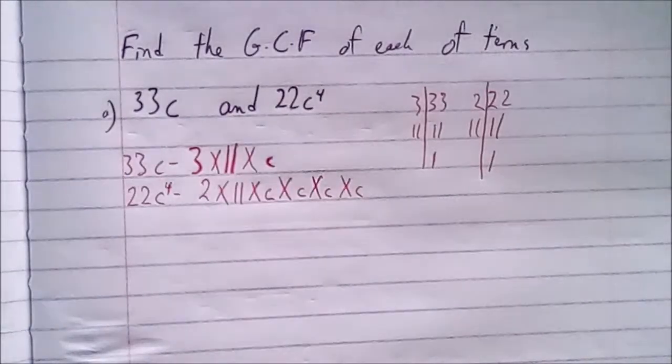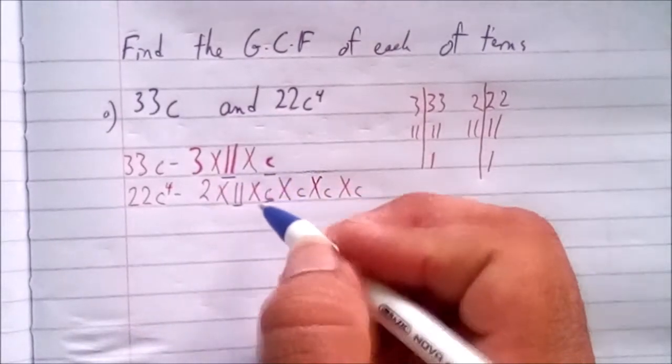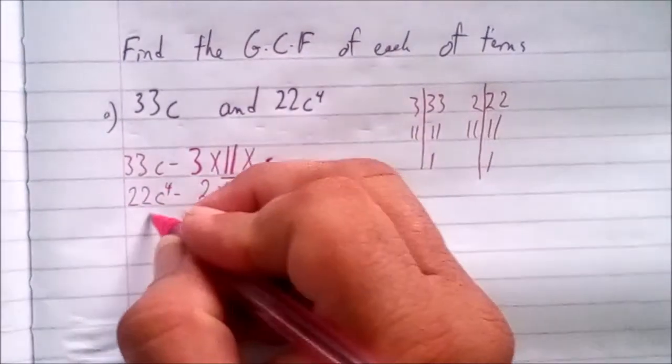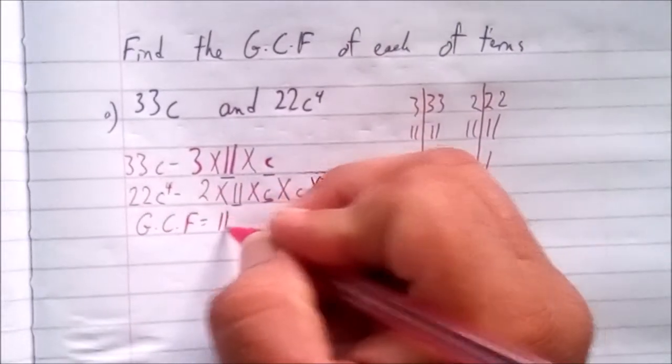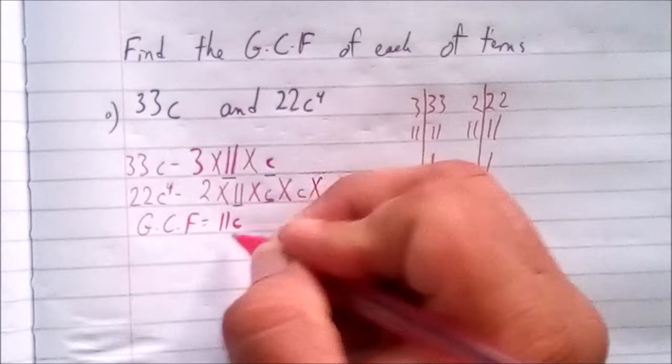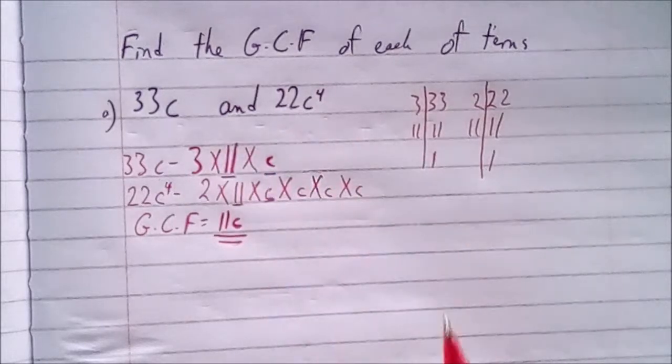So what's common there? Well, what's common is that we have an 11, we have a single c. Therefore, our GCF is 11 times c, or simply 11c. Notice what we did here. Find the greatest common factor of these terms.